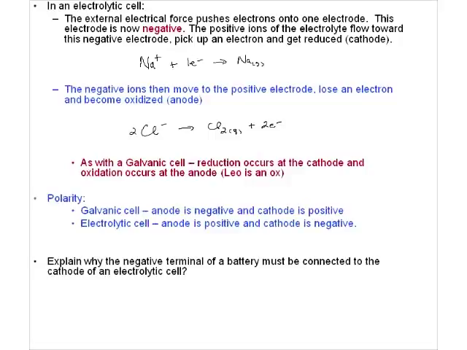And the question here is, why must the negative terminal of the battery be connected to the cathode of an electrolytic cell? Whichever side we want reduction to occur on, that's the side that has to be hooked up to the negative of the power supply. And the reason for that, of course, is that the electrons are what's causing the reduction. If we want reduction to occur, then that's the side that the electrons have to be supplied to.